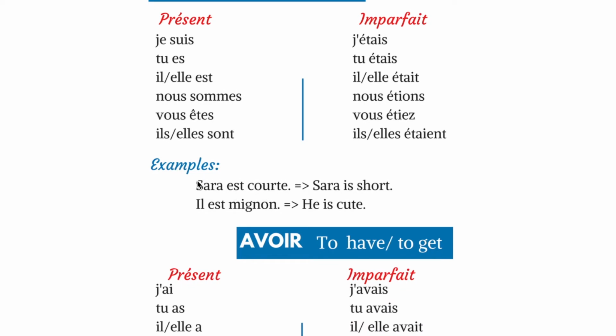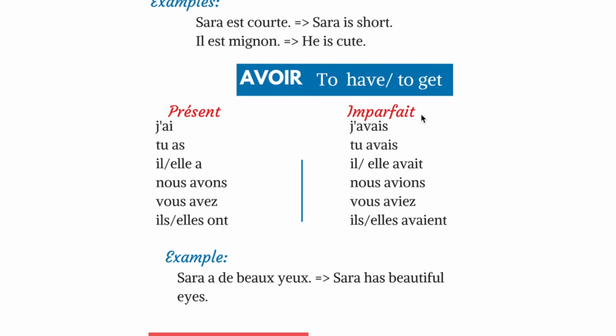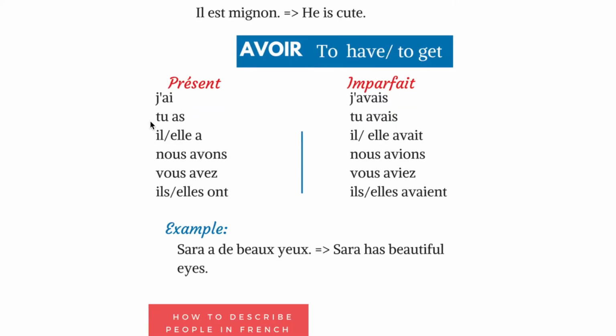Example, number 1, Sarah est courte. Sarah is short. Il est mignon. He is cute. Number 2, avoir, to have or to get. So same tenses, present and imparfait. J'ai, tu as, il ou elle a, nous avons, vous avez, ils ou elles ont.